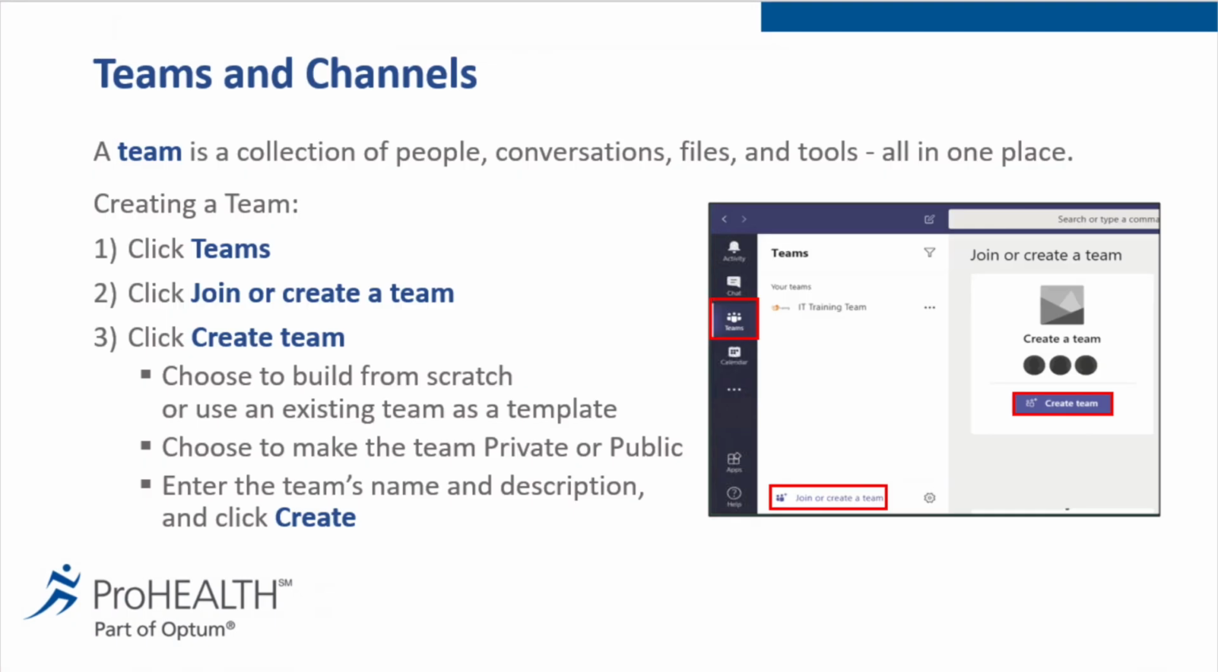Teams and channels. A team is a collection of people, conversations, files, and tools all in one place. Creating a team. Click Teams, click Join or Create a Team, click Create Team. You can choose to build from scratch or use an existing team as a template. Choose to make the team private or public, and enter the team's name and description and click Create.